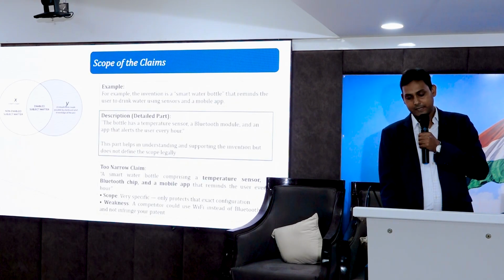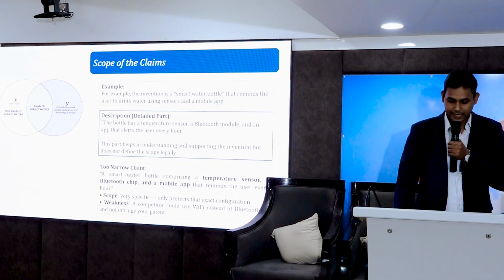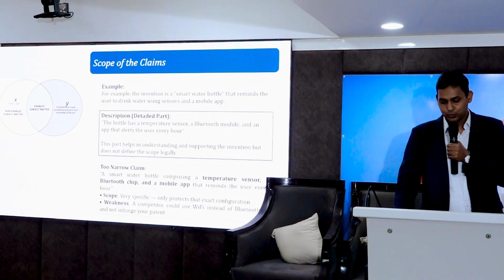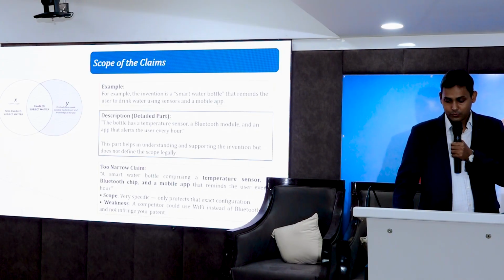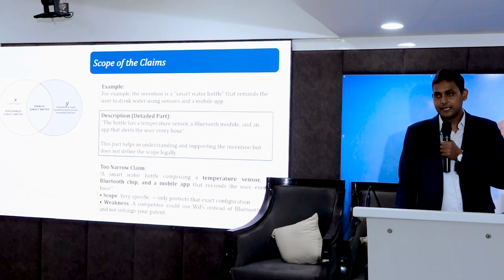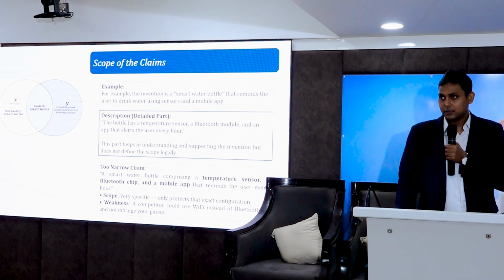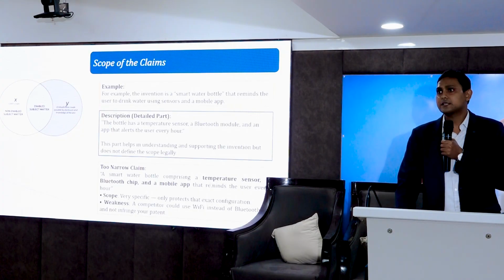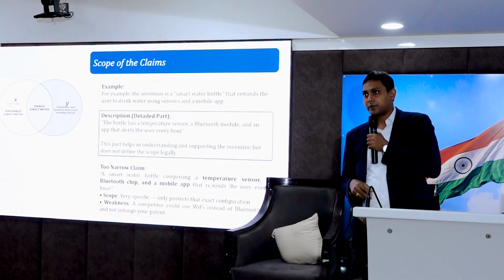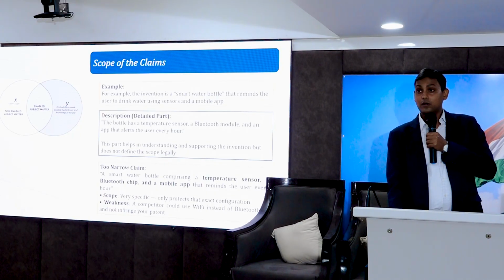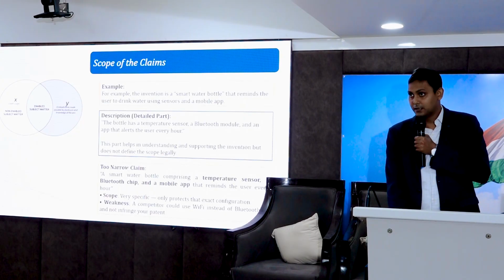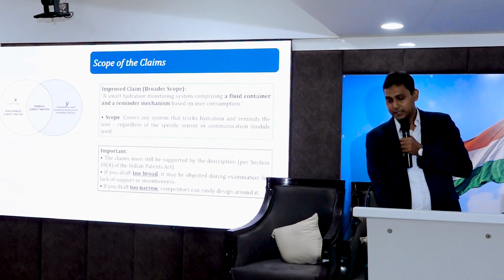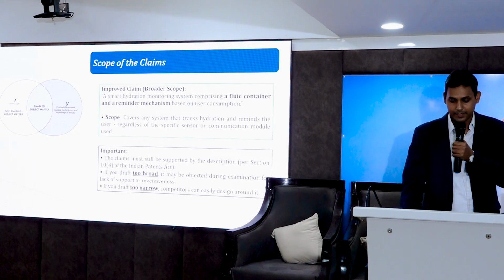Okay. So in the prior claim, I am going back to that slide again, we specifically wrote a temperature sensor, a Bluetooth chip, and a mobile app. Mentioning a particular sensor, the Bluetooth chip, and the mobile app is not suggested, because it will define a very narrow scope of your invention, right? So this is called narrower claim drafting. Now this is the improved or broader scope. So what is the takeaway? What is the important concept we learn?